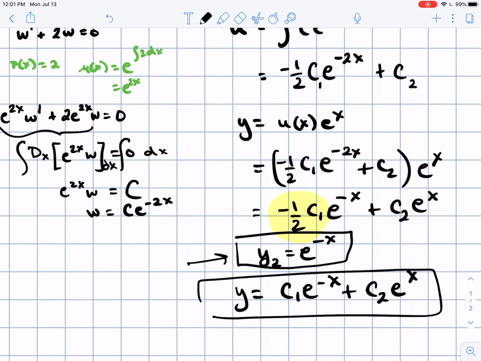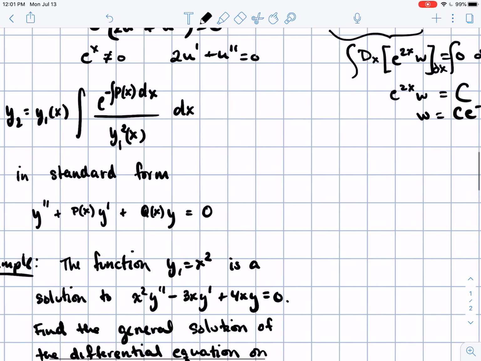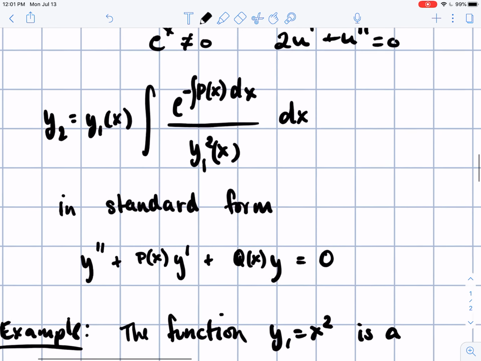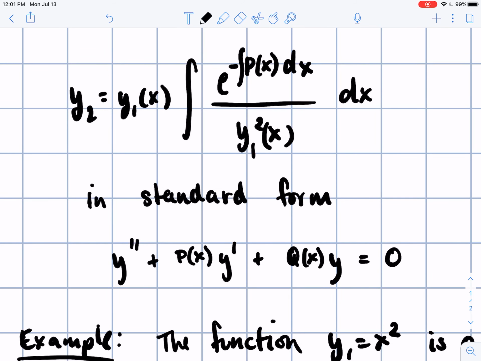All right. Now there is an easier way. They give you a formula. So there is a little bit easier way here. One thing you want to make sure of is that it's in the standard form for these homogeneous equations. Then you could use this setup where y2 equals y1 times the integral of e raised to the negative p of x dx over y1 squared.